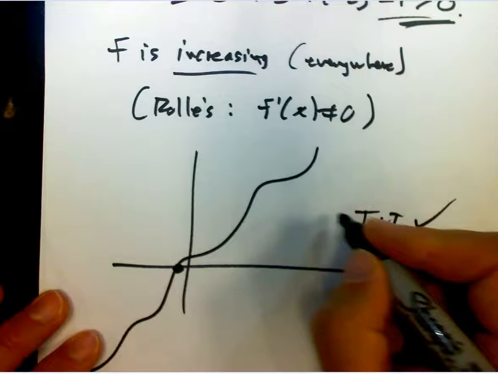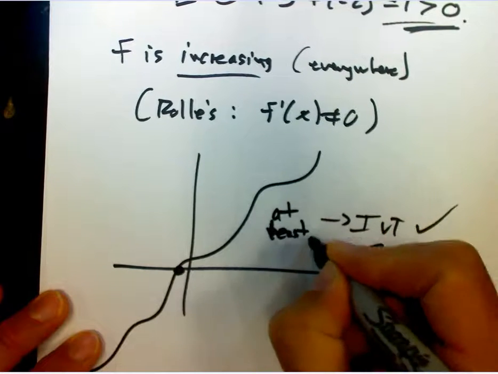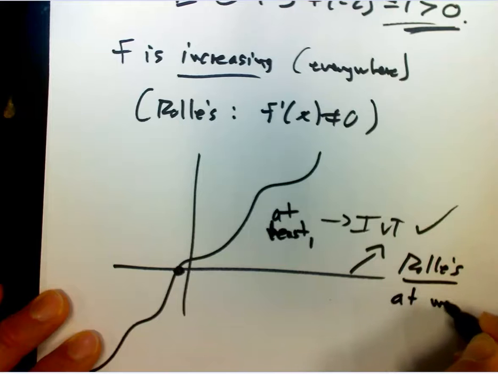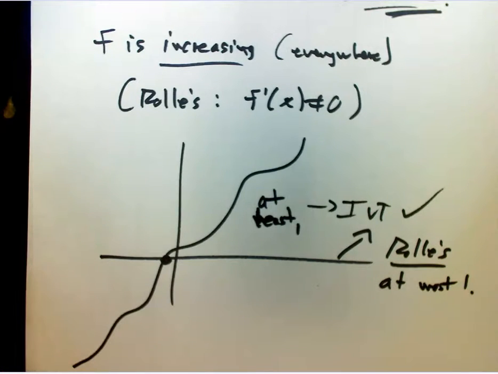And so remember, this says we got at least 1, sorry. And this says at most 1. Put that together, you say there's exactly 1 solution. And that's a nice thing to know about an equation.